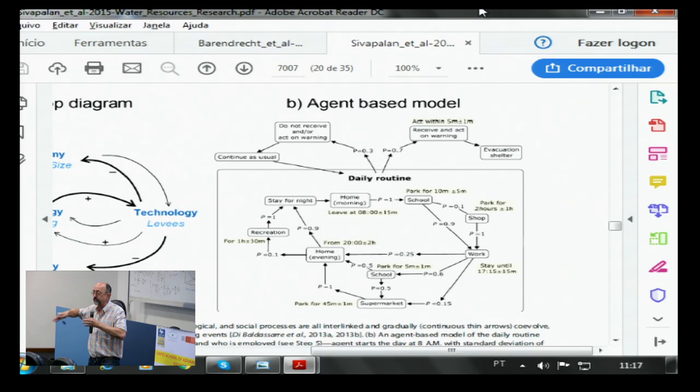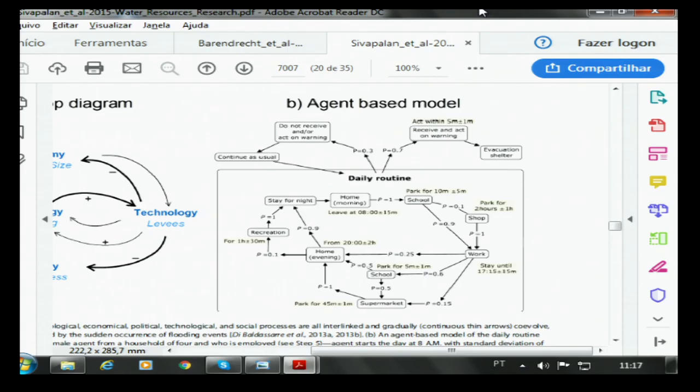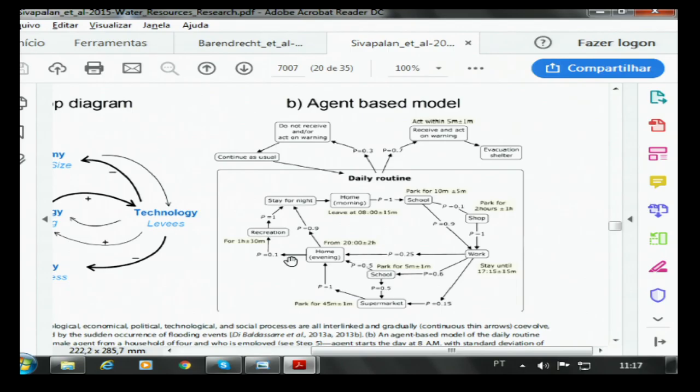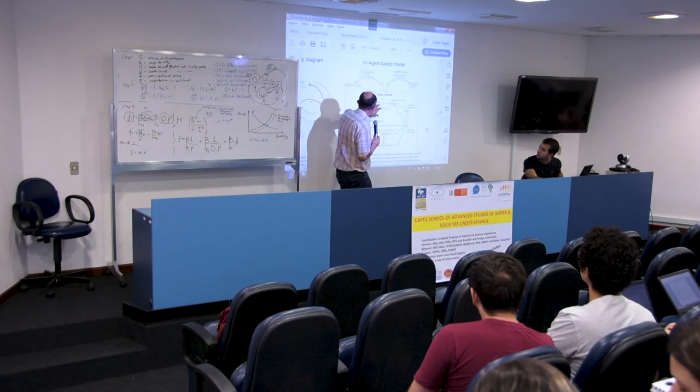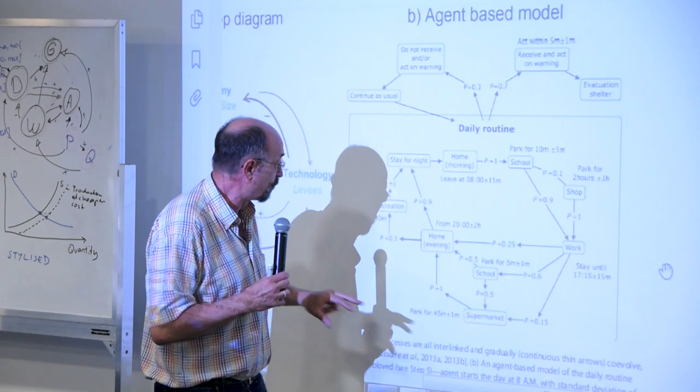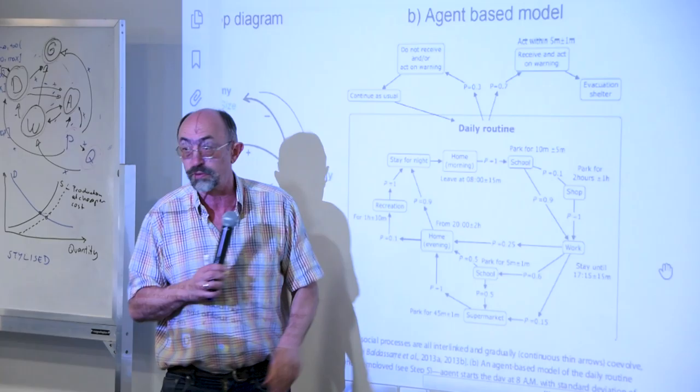In this game, you assign to this person what he or she is doing in the morning. I'm getting up at 8 o'clock, having breakfast, going to my shop. At 9 o'clock, I'm at my shop, opening my shop, etc. For each of these actions of this agent, you assign probabilities. They usually do it in a probabilistic way. So let's read this down here. This is for a flooding example, I think. In the morning, leave at 8 o'clock, plus minus 15 minutes. Go to school, park the car, go to the shop, go to work, home in the evening, school, supermarket, recreation, stay for the night, with probabilities. Probability is 0.1, probability is 0.9.